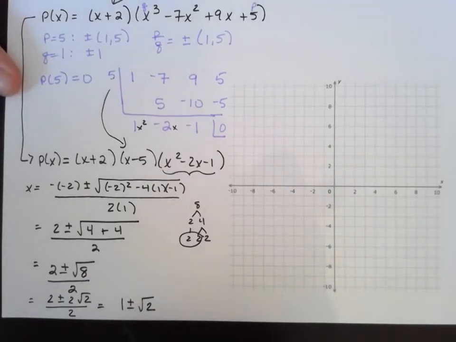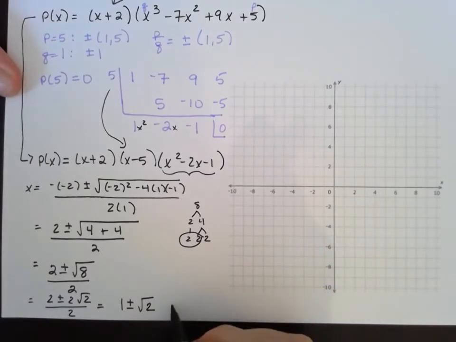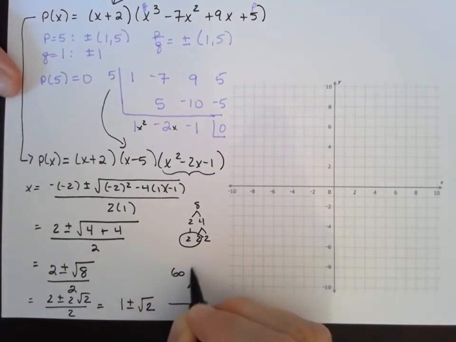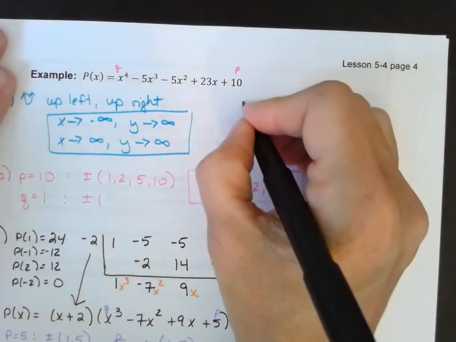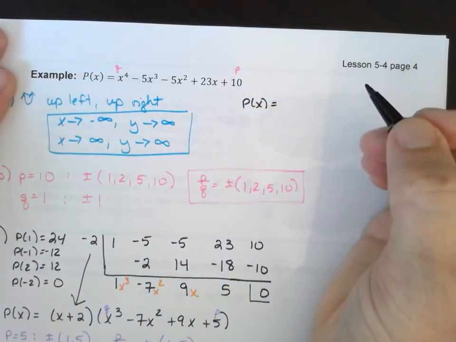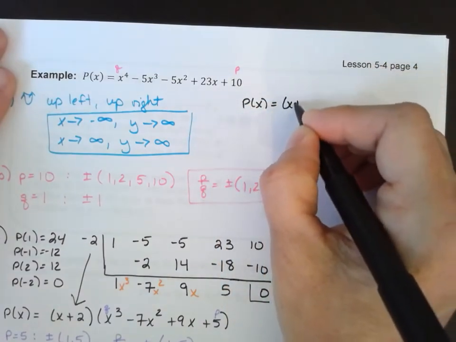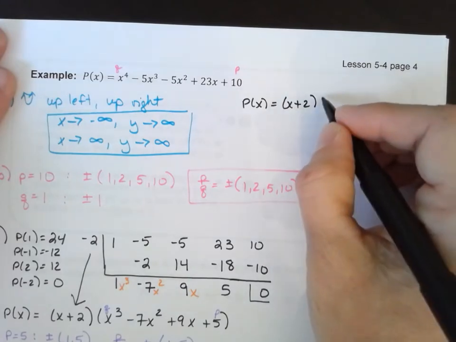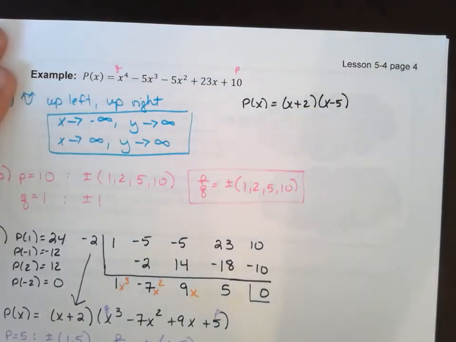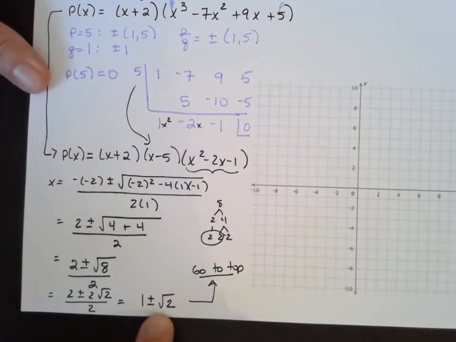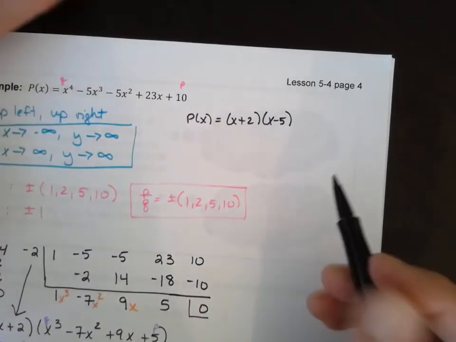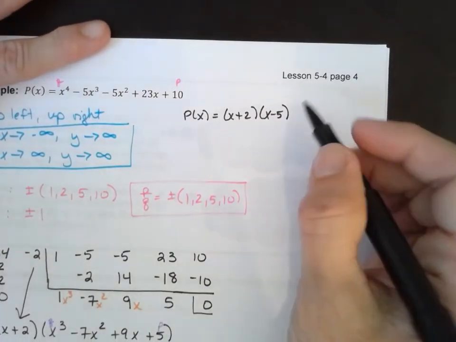So, how do we write this in completely factored form? We're going to go to the top of the page now. So our function was x plus 2, x minus 5, and then we have these 2 zeros that we just got: 1 plus the square root of 2 and 1 minus the square root of 2. Okay? Remember, you always do x minus your zeros.